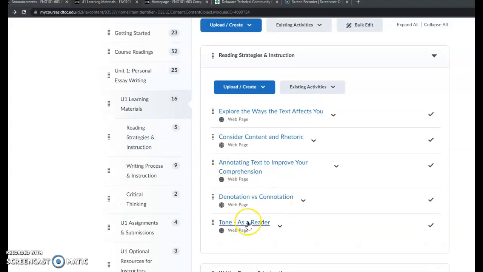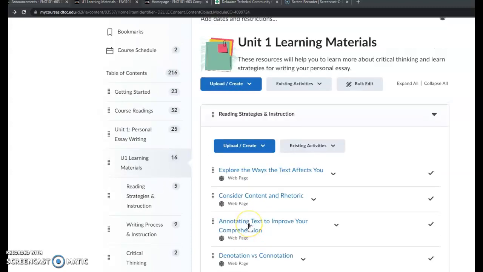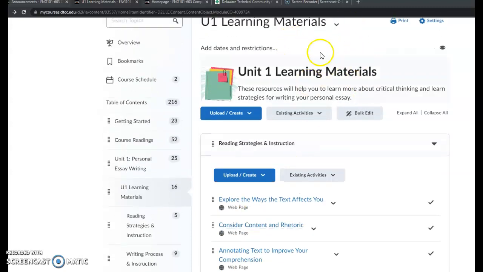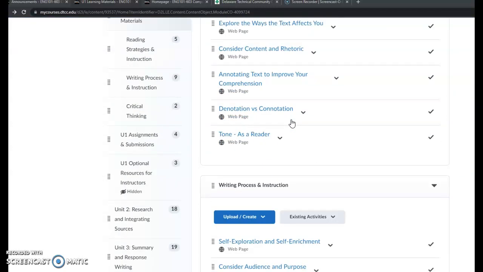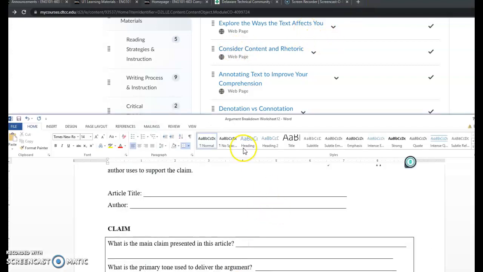I'm going to link this in the announcement. There's an article called Tone as a Reader, and it's actually in the Unit 1 learning materials under Reading Strategies and Instructions. So you can see that it's located right here, Tone as a Reader. And I'll link that in the announcement. This article talks a little bit about identifying tone. So you can use that to help you out as you figure out what exactly the tone is of the article, Is School Too Shallow?